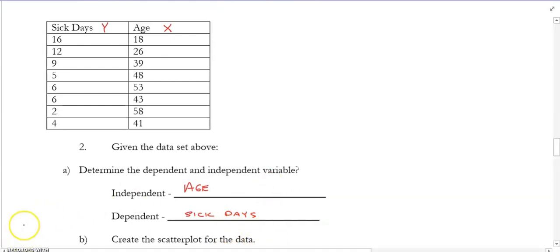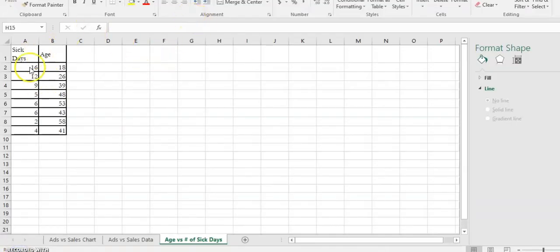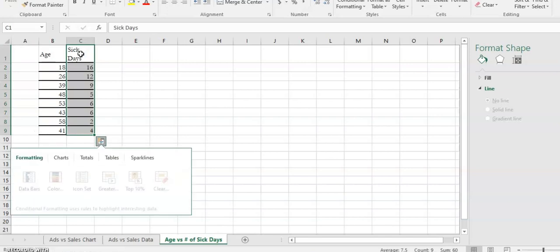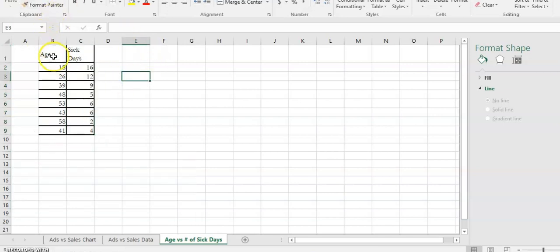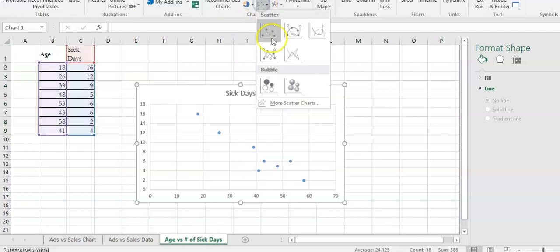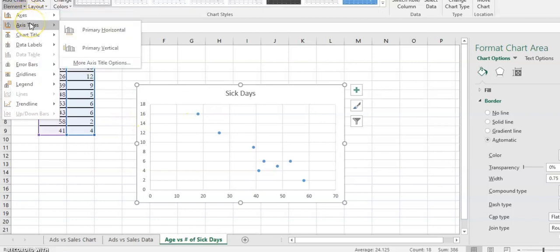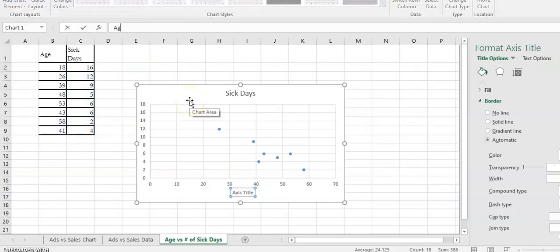So I'm going to take this data and I'm going to put it in Excel again. So here's our data set. I'm going to take this and move it over so that our independent variable is first. Control or right click, cut, Control V, and then I'm going to select my data, insert, scatter plot, and there's our scatter plot. I'm going to add the elements. So in this case, that was age. And let's put units there, years.